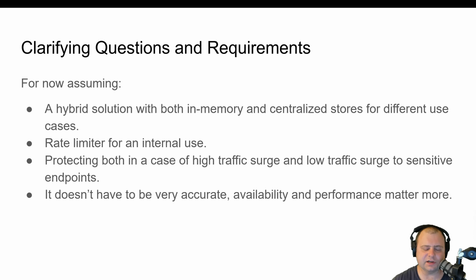We are going to protect both cases of high traffic surge and low traffic surge for sensitive endpoints, such as password resets. And then we also assume that it doesn't have to be super accurate, and that availability and performance matter more. At least for non-security use cases, where you're protecting against a surge, really, if adding 10% of traffic to the endpoint or the service can bring things down in a significant way, then things are already tipping on the balance, so something is wrong. So you should have much more leeway.